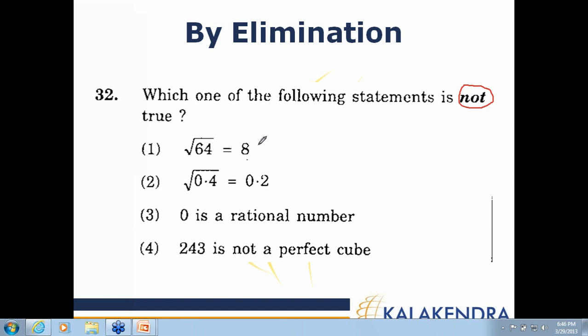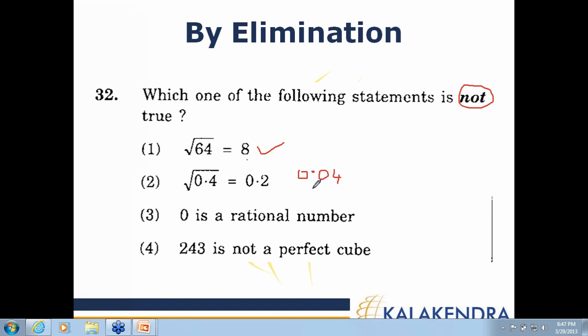Okay, under root 64 is equal to 8. This is true. Under root 0.4 is not really 0.2, is it? Because 0.2 square is equal to 0.04, which is different from 0.4. So I hope you understand that this is not true, and hence we've already got our answer.